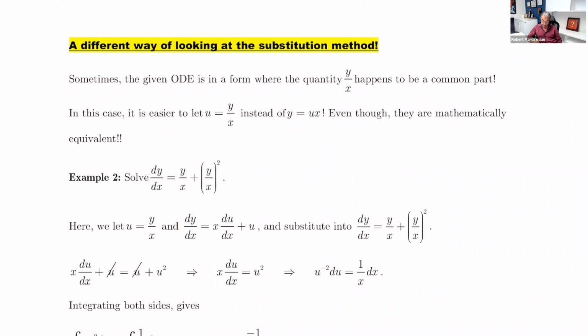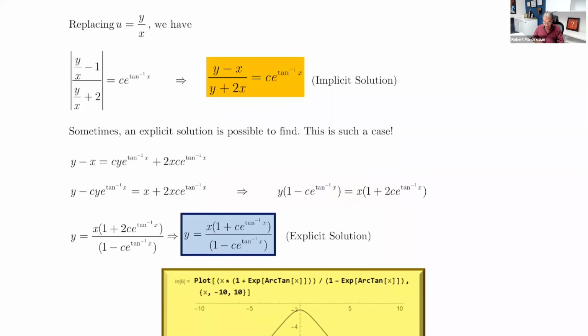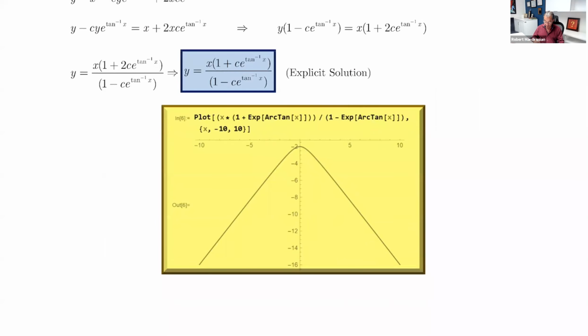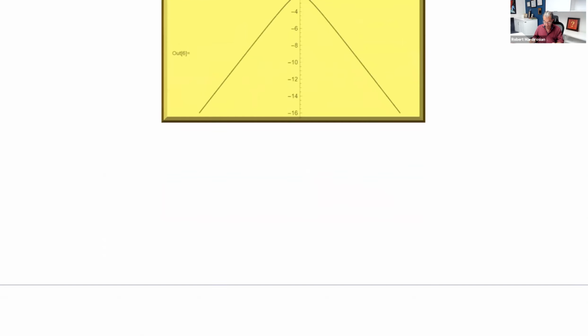And finally, if you replace u by y over x, we get that. And this is the implicit solution. What you can do is change it to isolate y, and in this case find the explicit solution. And again, it's all algebra. Cross multiply, take the terms with y on one side, factor out y, and then isolate it. So this is what you get. And if you plot that, this is going to be the plot of the solution.